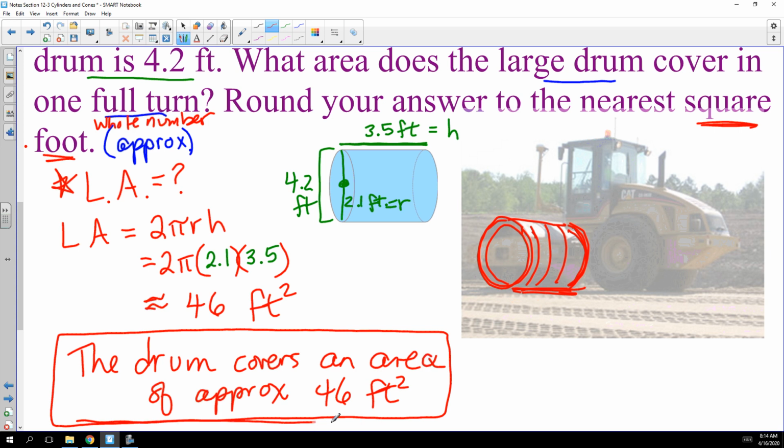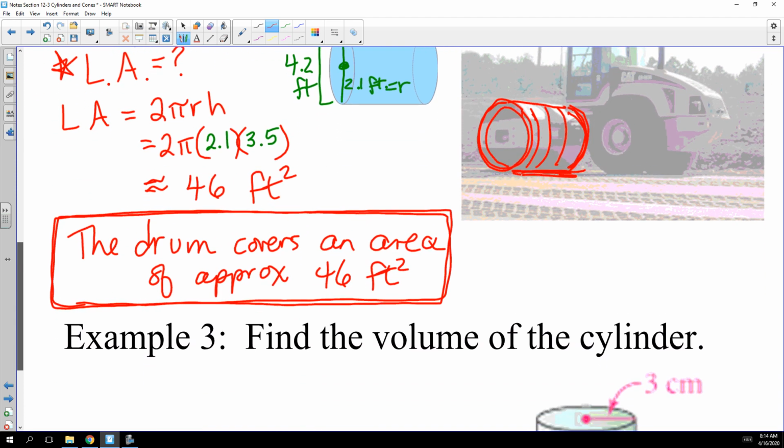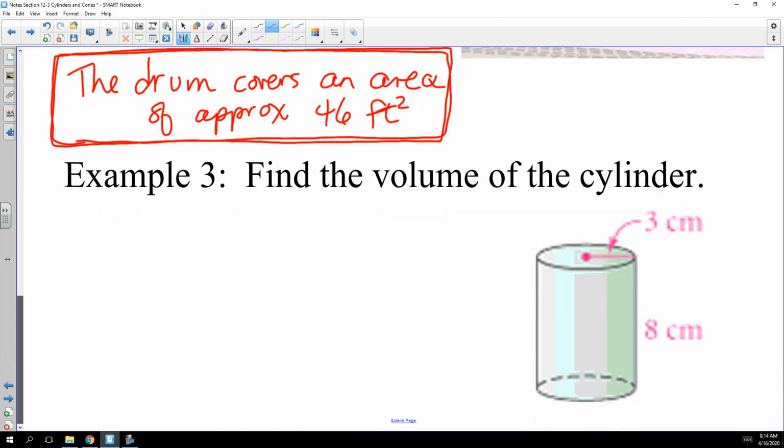And why would you be concerned about that? Well, if you're laying out tar, you would definitely be concerned about how much you need. Or if you're concerned about the time it takes, you might know how long it takes for it to make one revolution and how much you have to do. So you might get an estimate about how long it might take you to do a job, okay?